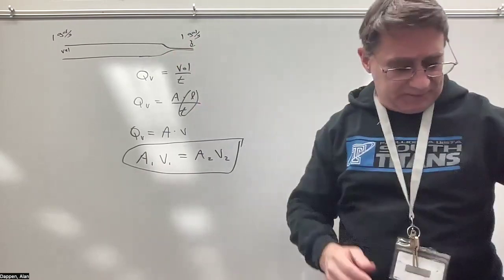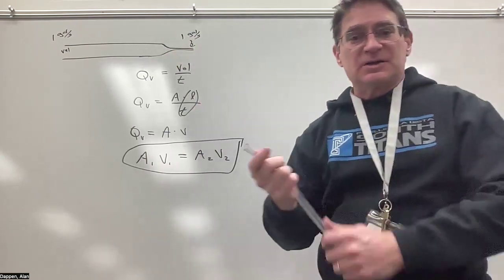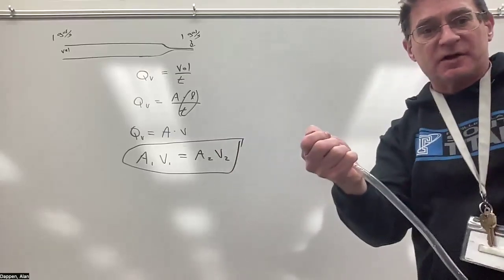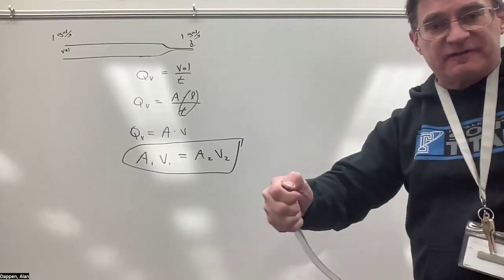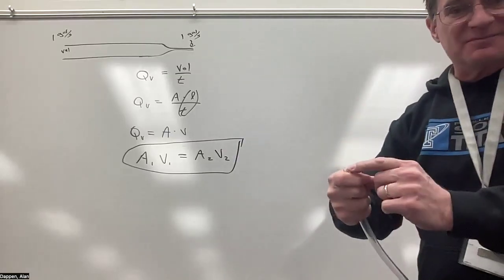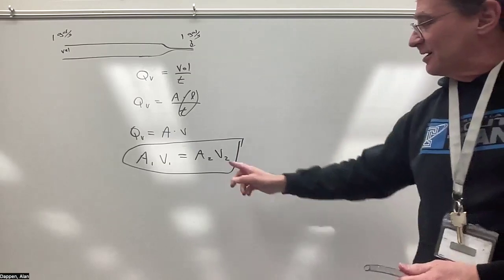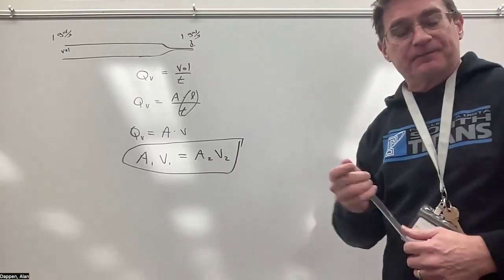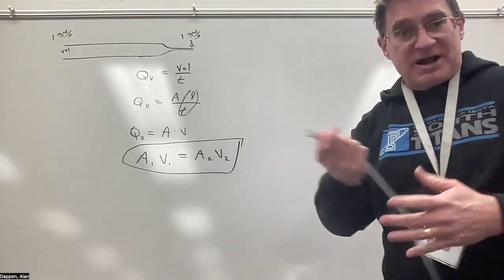Now, we all know this because you've played with a garden hose and you know what happens when you squeeze your thumb over the end, right? You're narrowing the area, and we know that it speeds up the velocity, makes the water shoot out faster, doesn't it? That's the continuity equation in action right there.